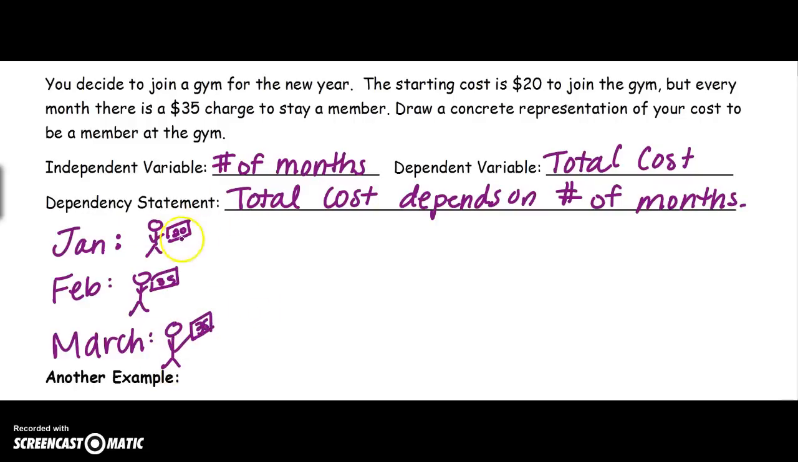So notice how we started with $20. That's all it cost to join the gym. And then February went up to $35 because it's $35 a month to stay a member. And then March we added another $35. You could also say April, and then here you are again spending $35 to stay a member at this gym. So a concrete representation is you drawing a picture of what's happening. So how can you visualize it?